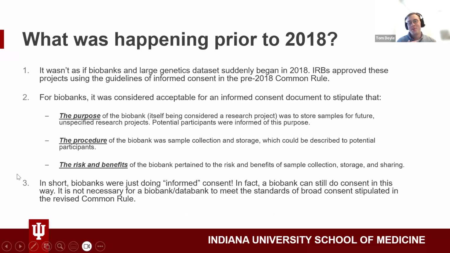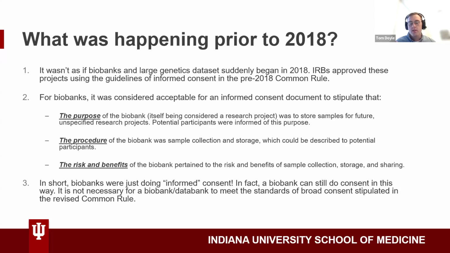Now, the question is, what was happening prior to 2018, right? Because it's not as if 2018 happened and then biobanks all of a sudden popped into existence. Biobanks have been a thing for quite a while prior to 2018. So what biobanks and most projects doing secondary research usage were doing was getting waivers of consent, because we'll get into this later, but it could be the fact that it's a minimal risk study, or it's unfeasible to do the research in any other way. There are all of the other criteria that go into a waiver of consent.